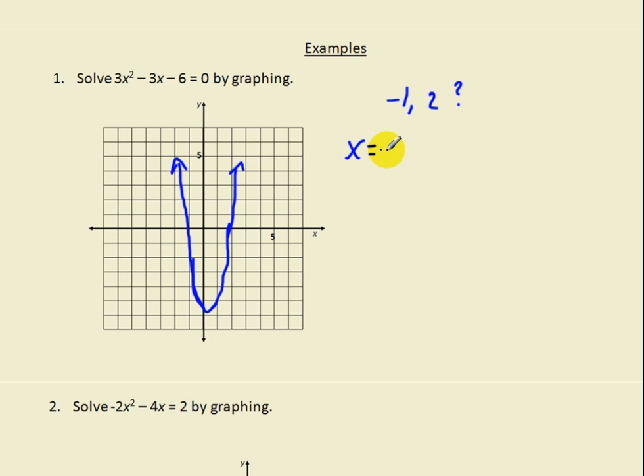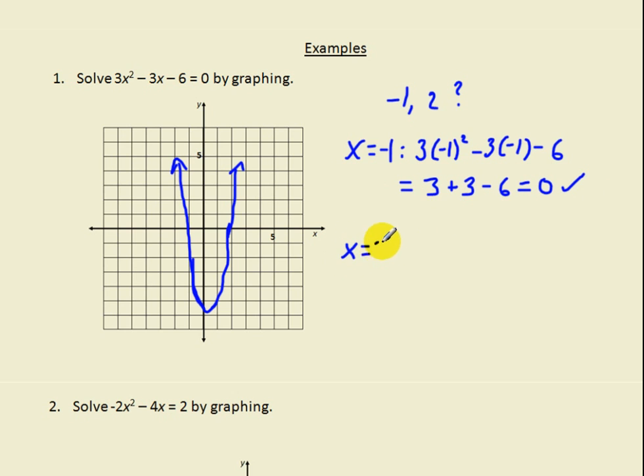So for x equals -1, substitute -1 into the quadratic and see what happens. We should get 0, hopefully. So we have 3 times -1 squared minus 3 times -1 minus 6. And this equals, -1 squared, of course, is +1 times 3 is 3. And then minus 3 times -1 will actually give us +3. And then minus 6, which is indeed 0. So that one checks. That is one of our zeros.